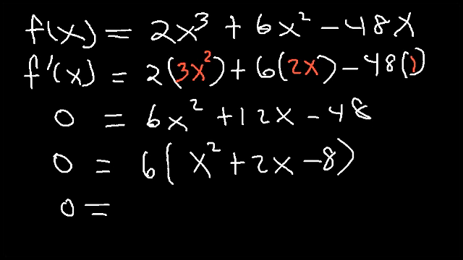So now we need to factor this particular trinomial where the leading coefficient is 1. So what two numbers multiply to negative 8 but add to the middle term or the middle coefficient of 2?